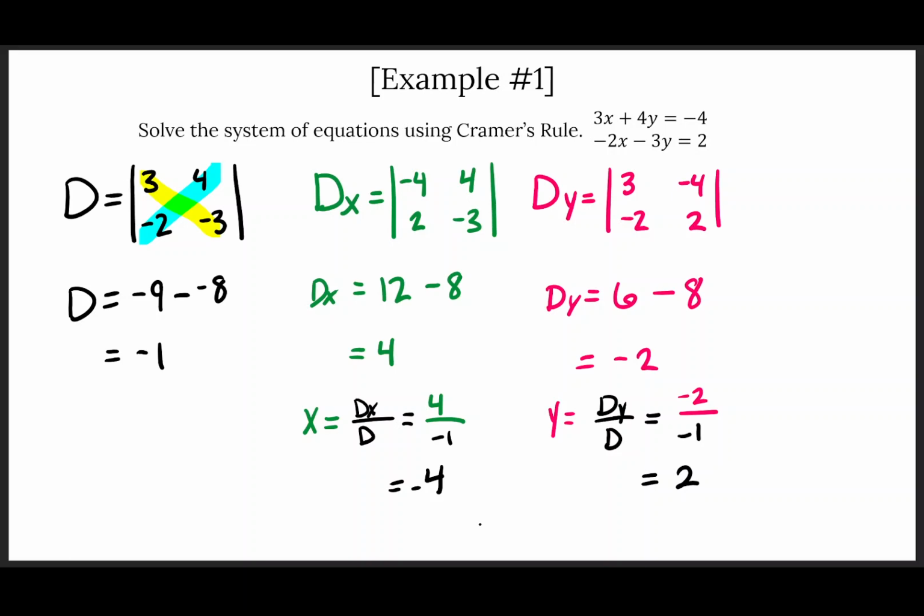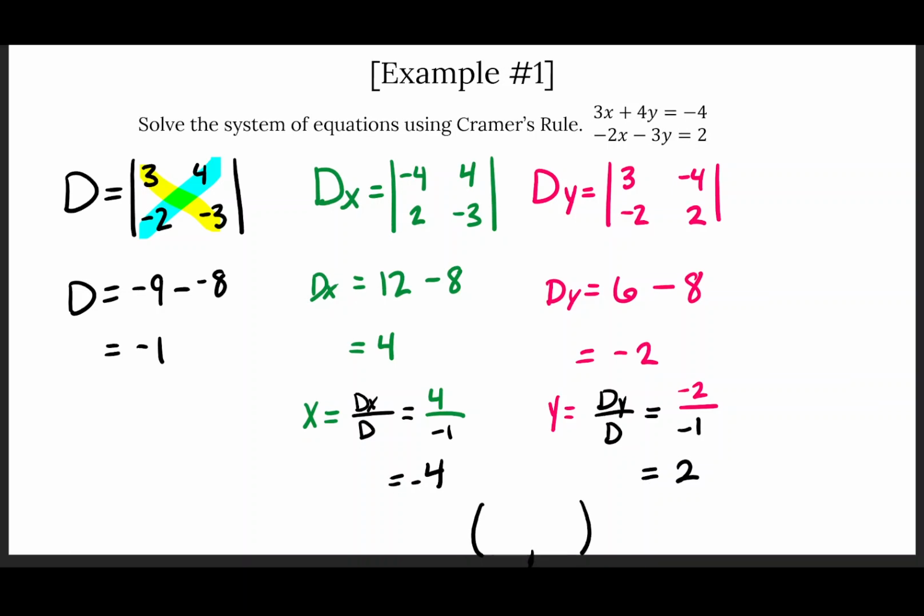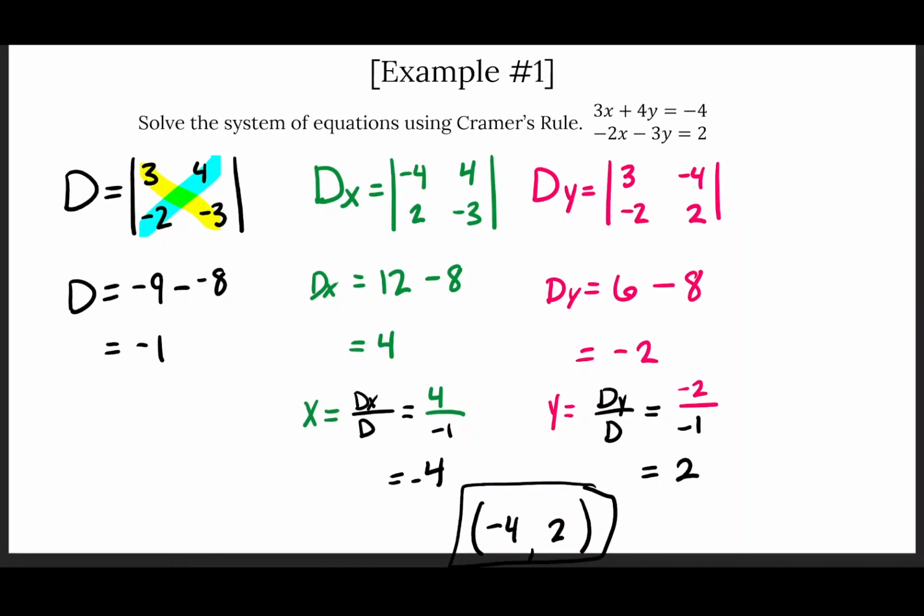We want to write our answer in an ordered pair because this is a solution to a system. Systems are a location on a graph. So my answer is going to be -4, 2, that ordered pair. So calculate your three determinants, find their values, and divide dx divided by d and dy divided by d.